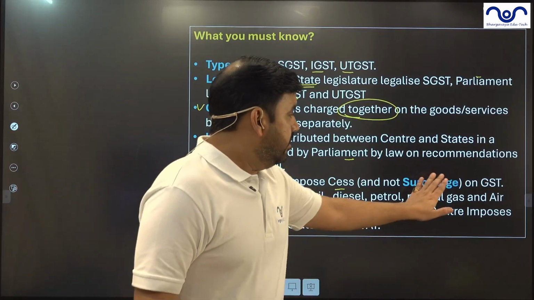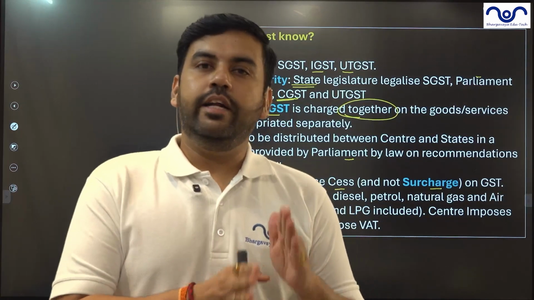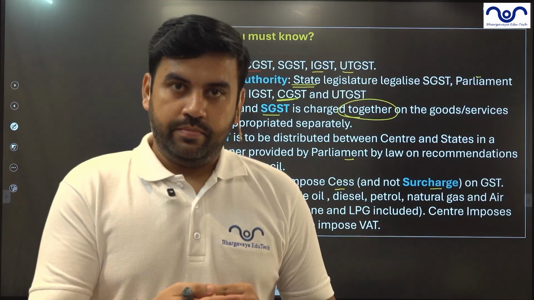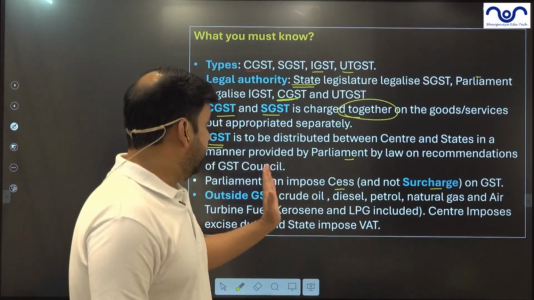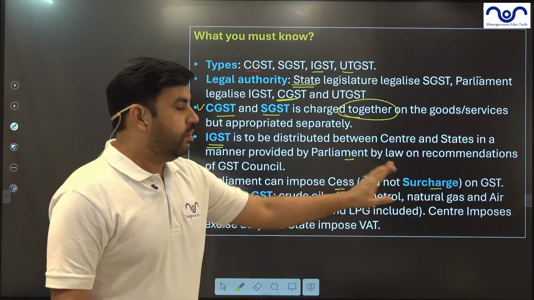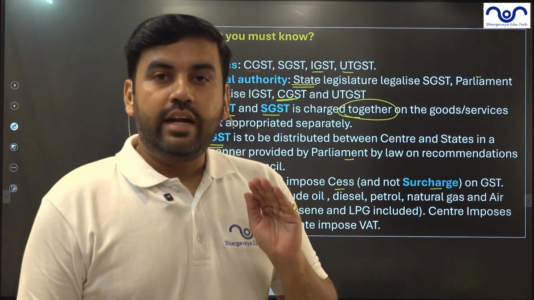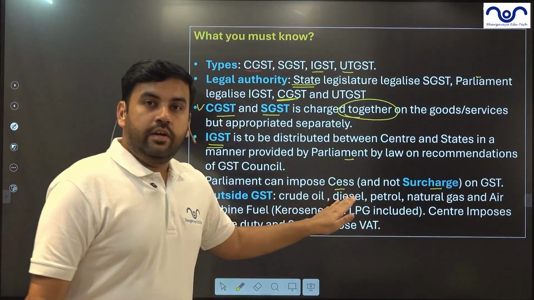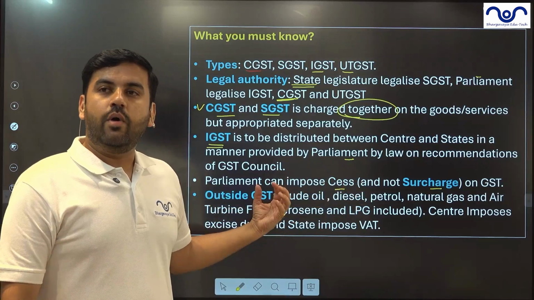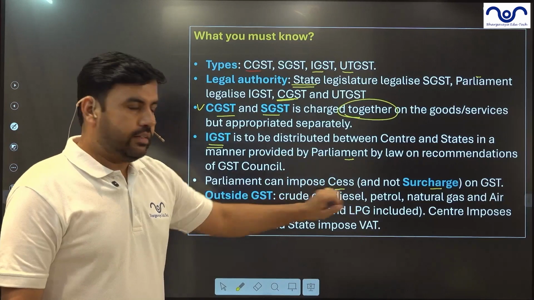On the other hand, surcharge means tax on tax. So let's say government is implementing 28% on GST. Then government can include certain surcharges if they wish. But look at this. Parliament can impose cess on GST and not surcharge. This is very important. Now, the point is that this cess is included in the GST. I'll come to that, how it is being created. So just remember this line.